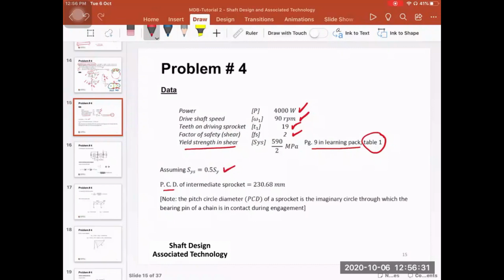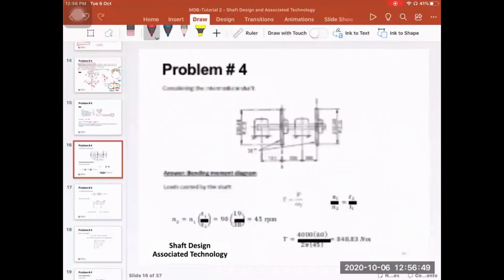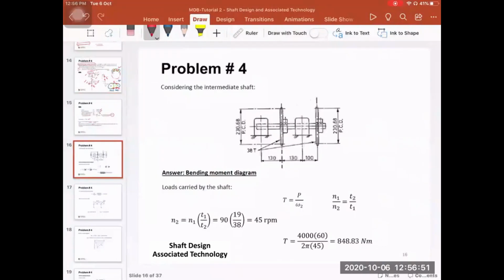And then the pitch center diameter of the intermediate sprocket is 230. This is given, 230.68. Okay, and then I've shown you the pitch circle diameter and these bearing bends, etc. in here. This is the graph. Okay, right. So this is like a clearer picture of the intermediate shaft.